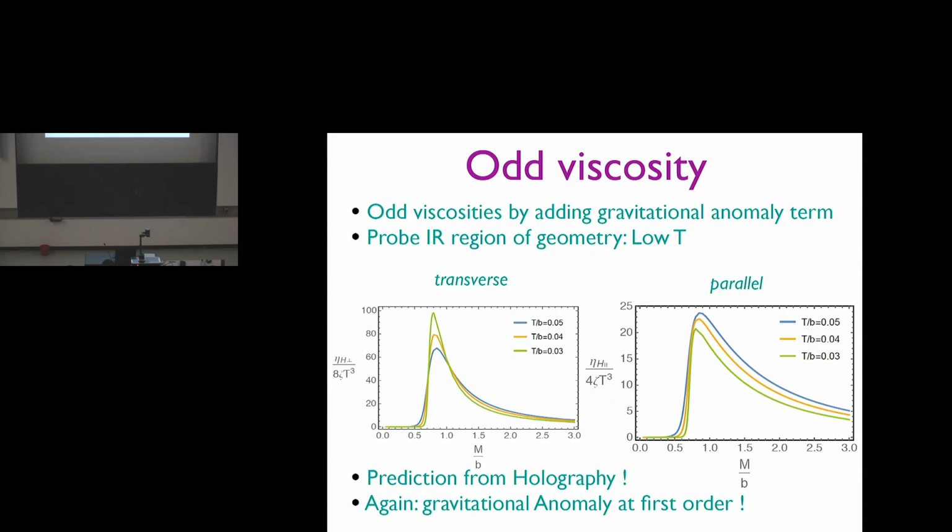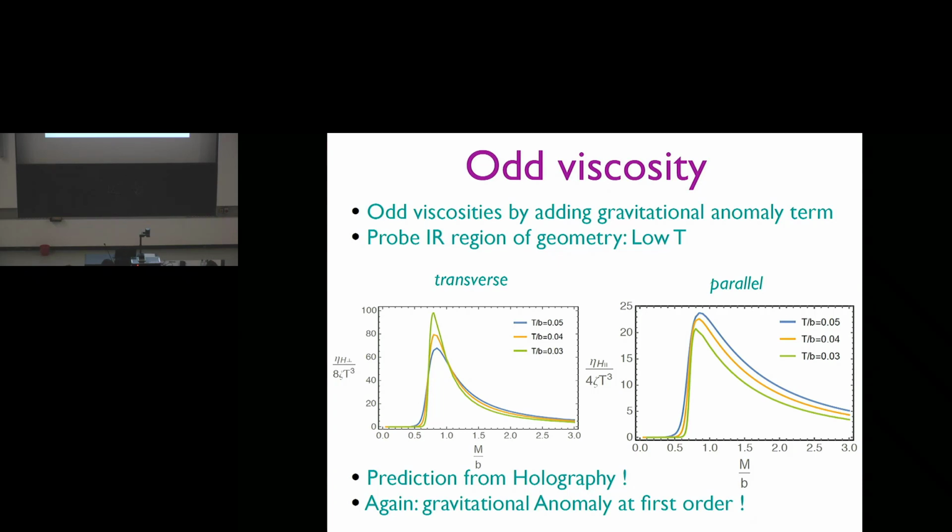Since this is related to an anomaly present in the original system, you would think that's also a universal response coefficient, and it might be that that gives you some sort of prediction from holography for the physics of these critical Weyl semimetals. Of course, that has to be substantiated with a weak coupling calculation, which can also be done. If it's universal, it should be there at weak coupling as well. We hope that the paper will come out soon. The calculation is done.